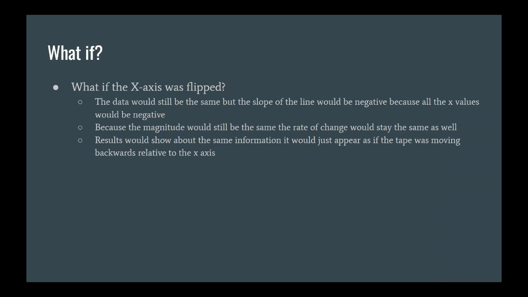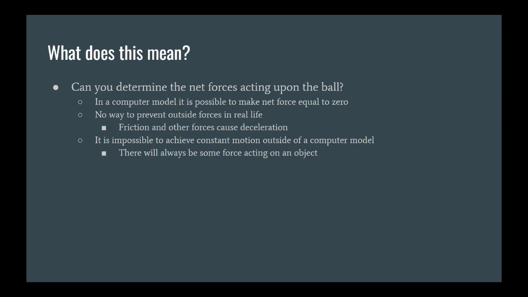What if the x-axis was flipped? The data would still be the same, but the slope of the line would be negative because all of the values would be negative. Because the magnitude would still be the same, the rate of change would stay the same as well. Results would show about the same information. It would just appear as if the tape was moving backwards relative to the x-axis.